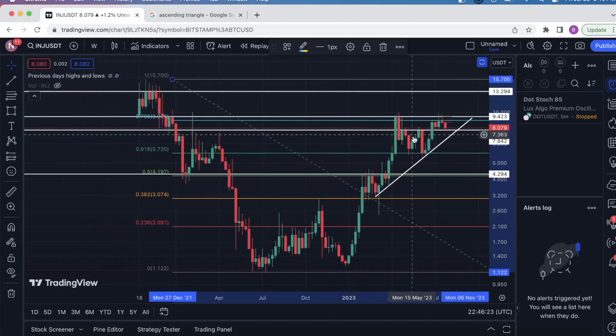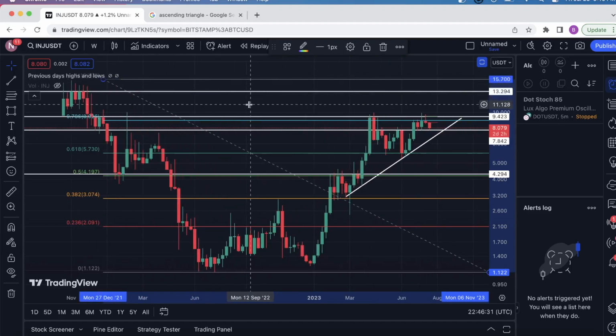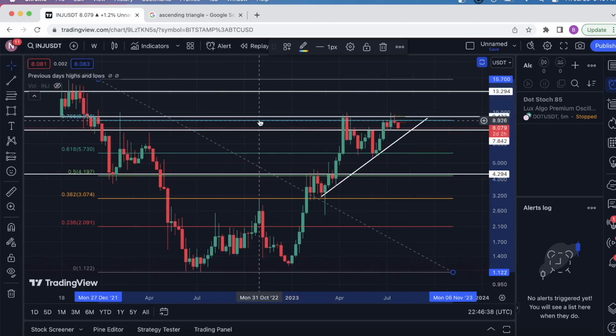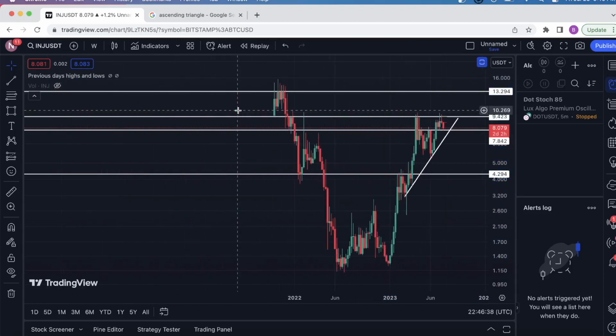The next level of resistance is obviously going to be the body close all-time high here, which is $13.21. And of course, the price has wicked above that. But what I'm looking for as confirmation of a breakout is a body candle above this level. And then what level should you target after that if we're able to break out?